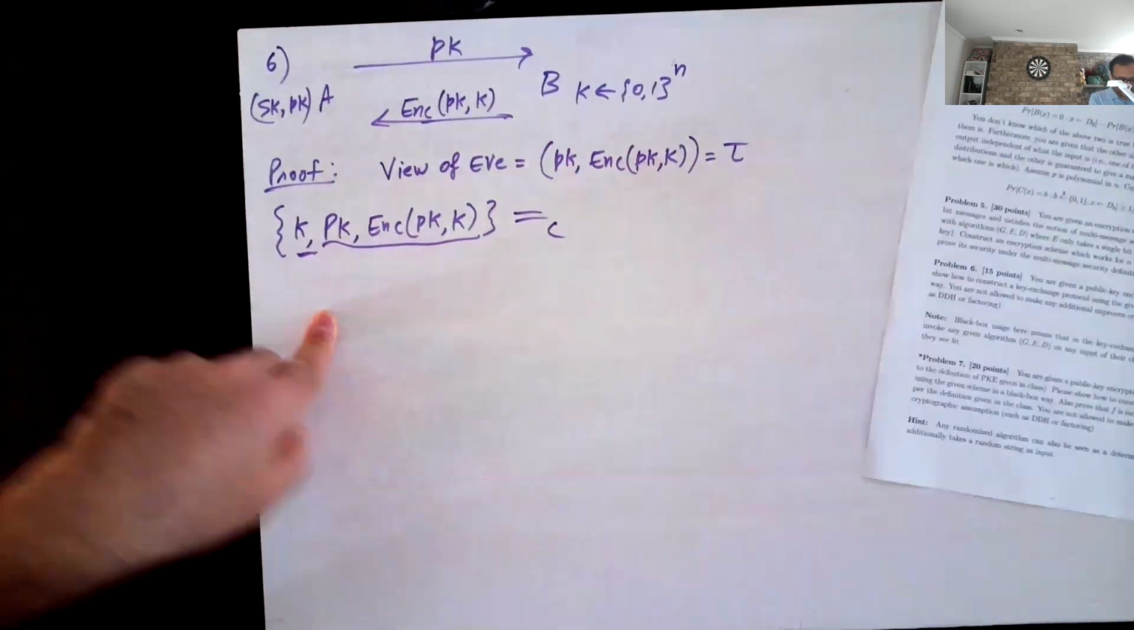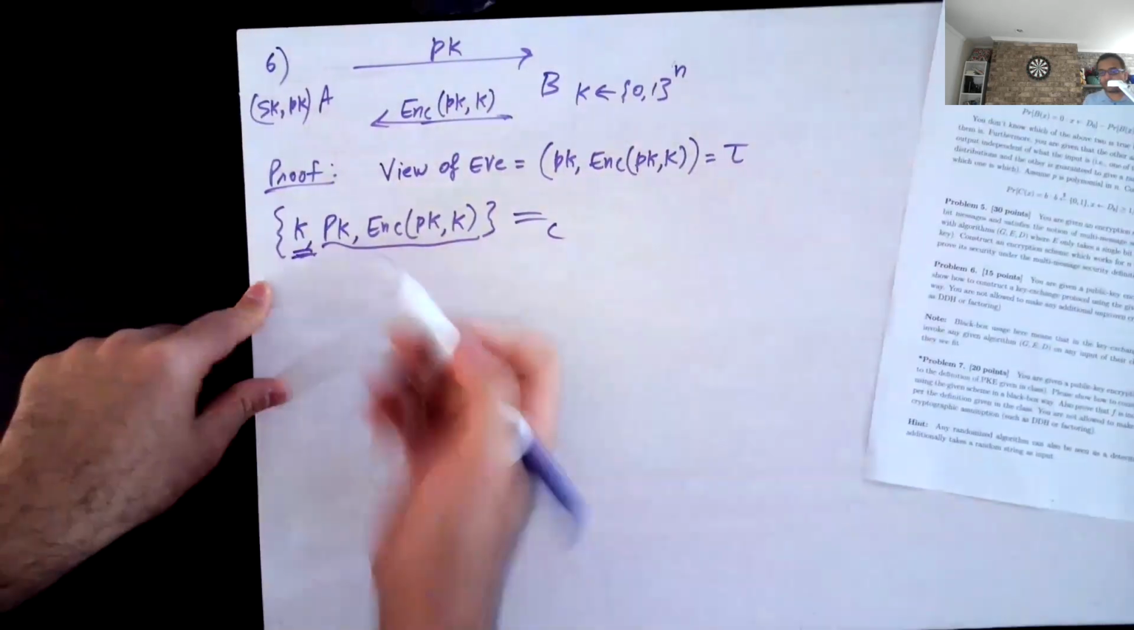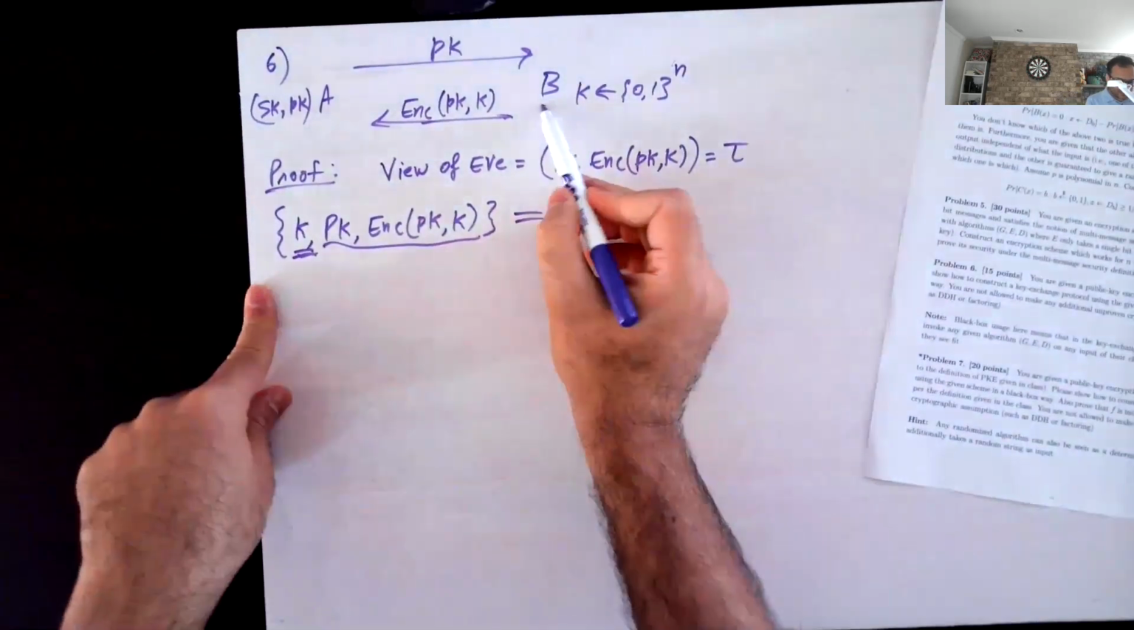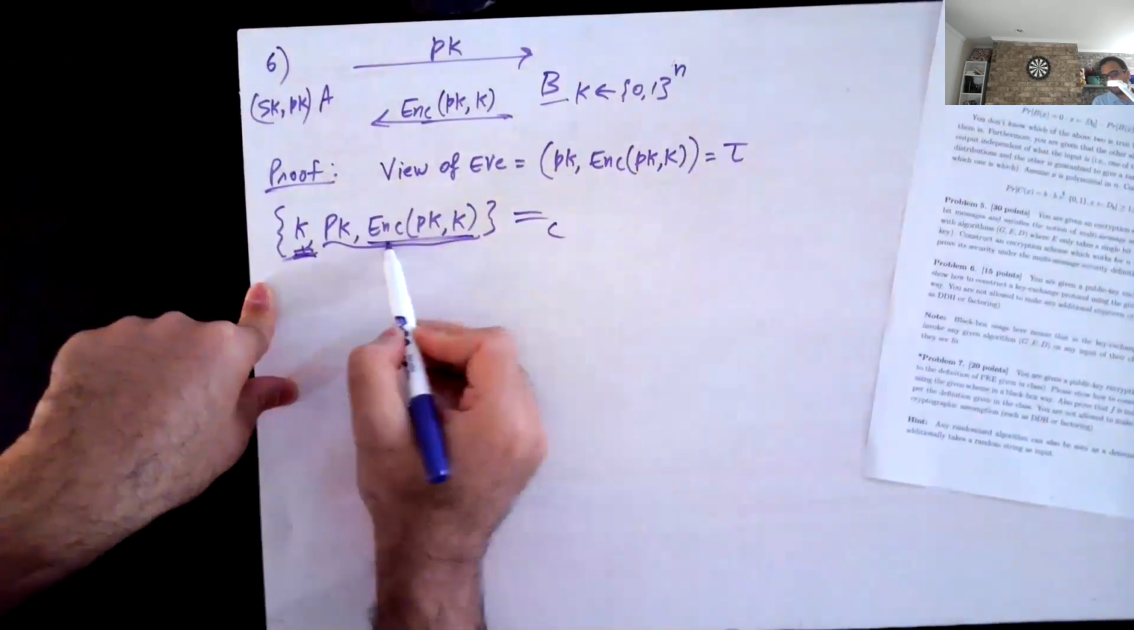And unfortunately, here in this distribution, the key K, even though uniformly generated by Bob, is not uniform, right? Because you're also given an encryption of this key.